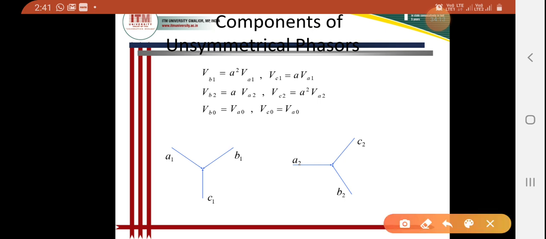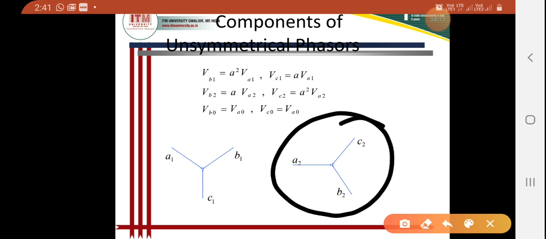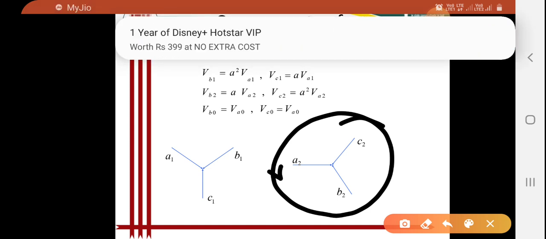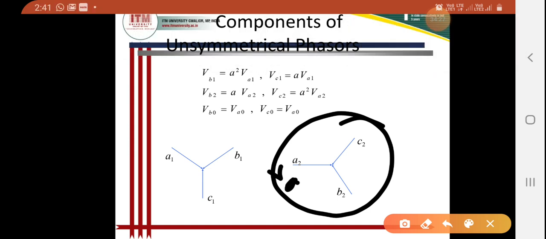Now, coming to our negative phase sequence component. If I want to analyze the voltage as per our negative phase sequence component, I can write V, if it is voltage. So I can write VA2 here, VB2 here and VC2 here.